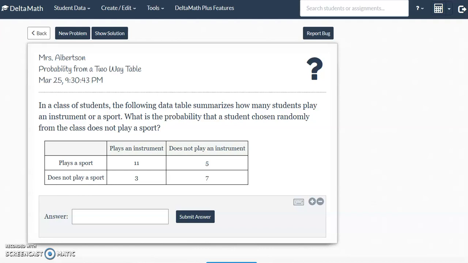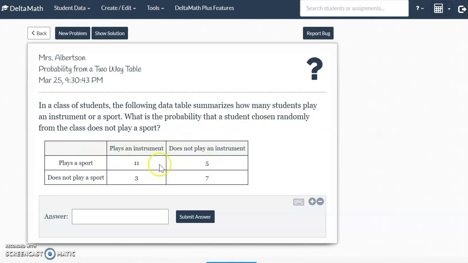We are going to work on DeltaMath again with two-way frequency tables. So you did a little bit of this last year in Math 8, and what we're doing this year really isn't any different. So hopefully you'll find that this is a review, but just to make sure that you remember how this works.